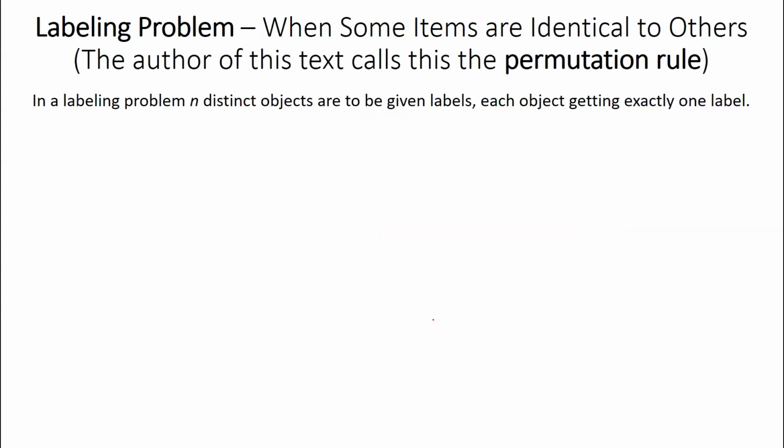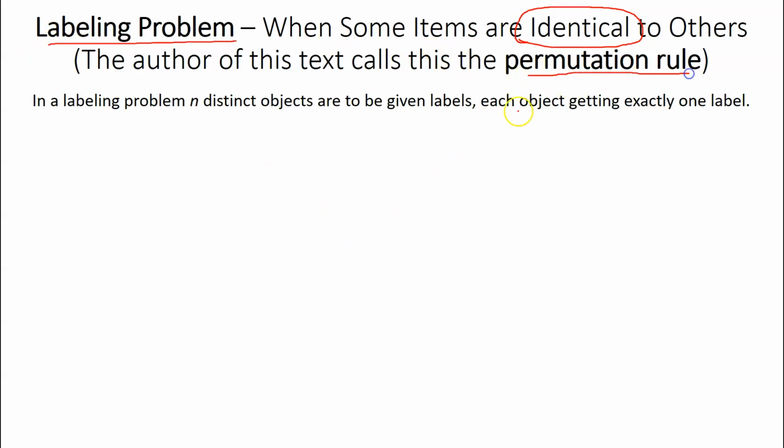Okay, kind of switching gears here. This is another counting method thing called the labeling problem. When some items are identical to others, so you really cannot tell the difference. The author of this text calls this the permutation rule. But when you cannot tell, this is the big thing. If they're identical, I cannot tell the difference, then you're going to use this. I call it the labeling problem or the labeling rule.